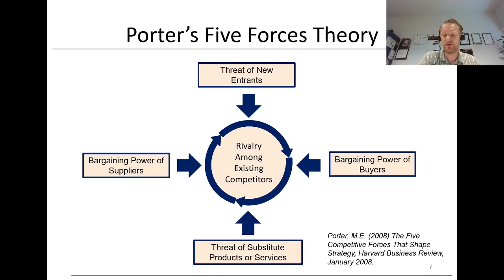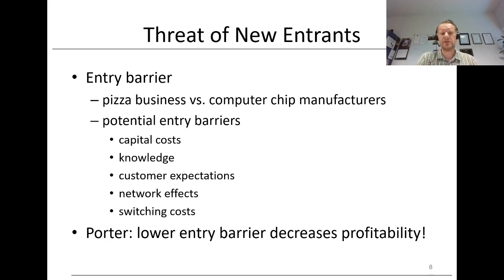These are the five forces that basically tell you how value or profitability is determined within a particular type of industry. Let's clarify this a little bit further because this is really important. Threat of new entrants. What's the entry barrier?